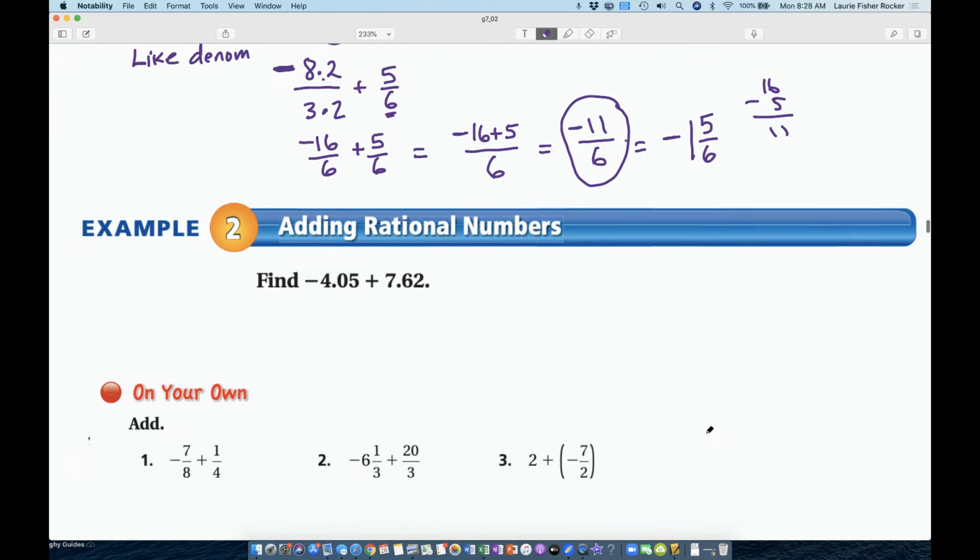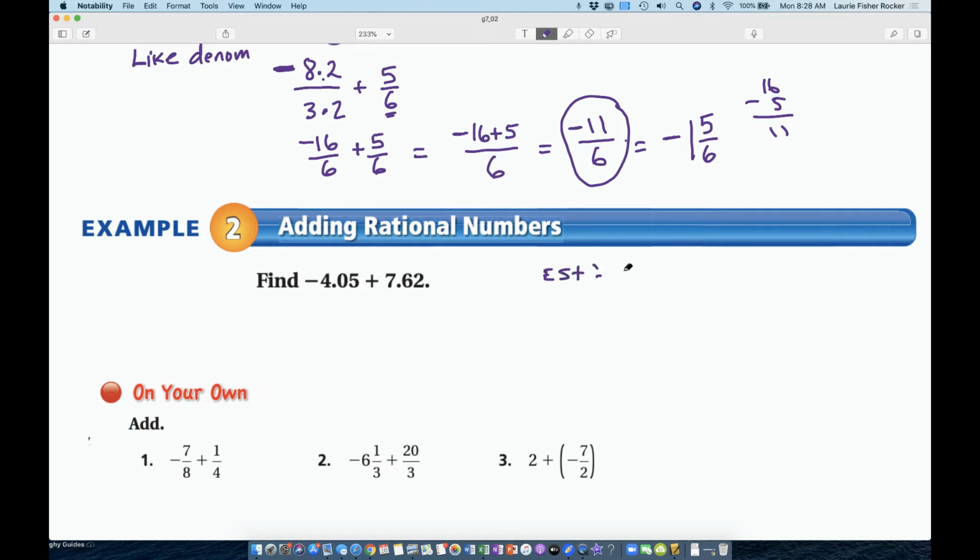And now we have decimals. So it's the same idea. Okay, we look at this, and it's actually easier. We don't have to get like denominators. Okay, so the signs are different. So that means, well, let's do a quick thing. Okay, let's do our estimate.